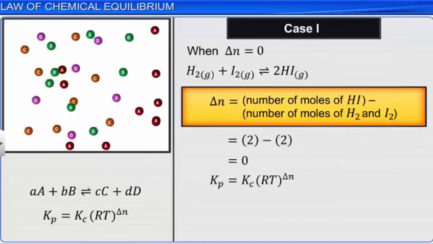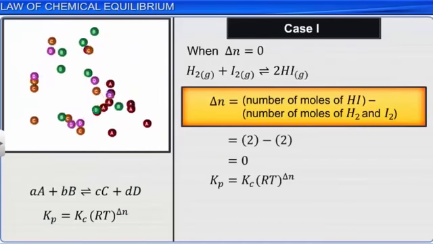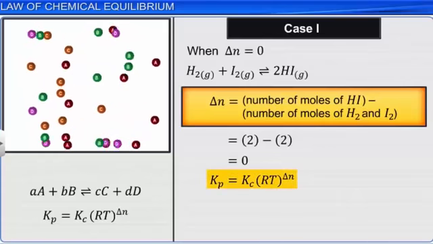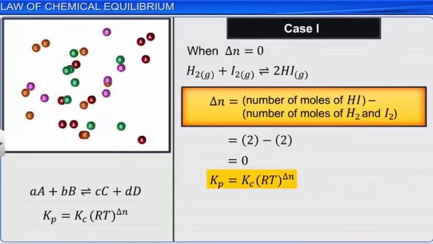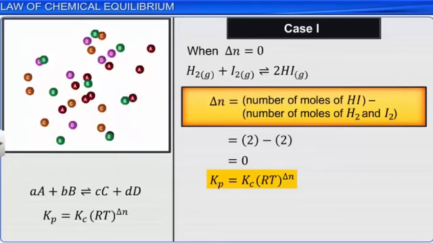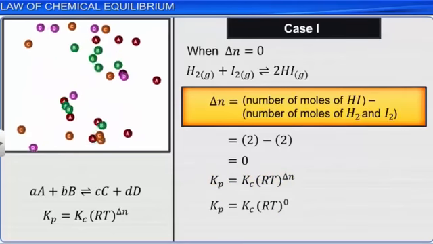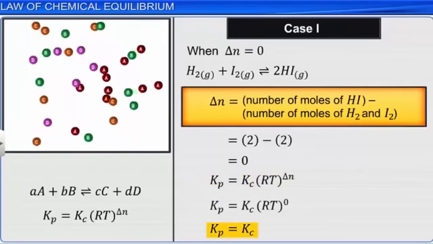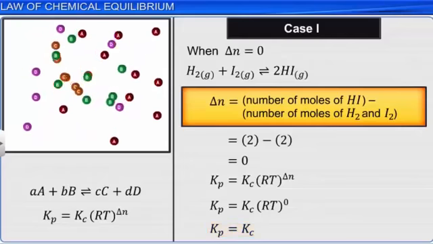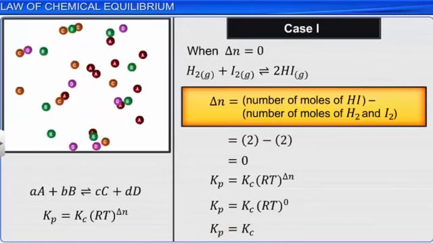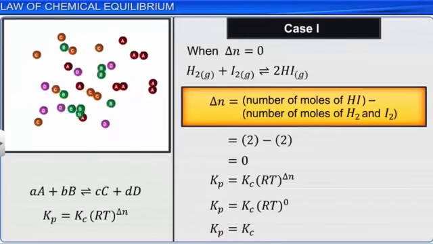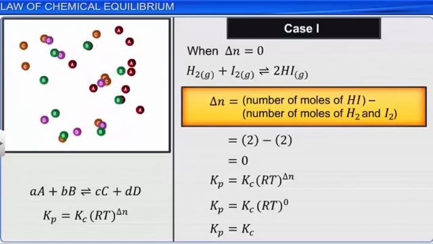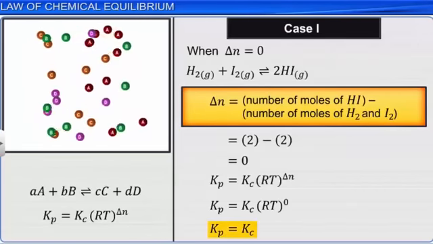Substituting the value of delta n in the equation Kp is equal to Kc multiplied by RT raised to the power of delta n, we get Kp is equal to Kc. Thus, for reactions in which delta n is equal to 0, the two equilibrium constants Kp and Kc are equal.